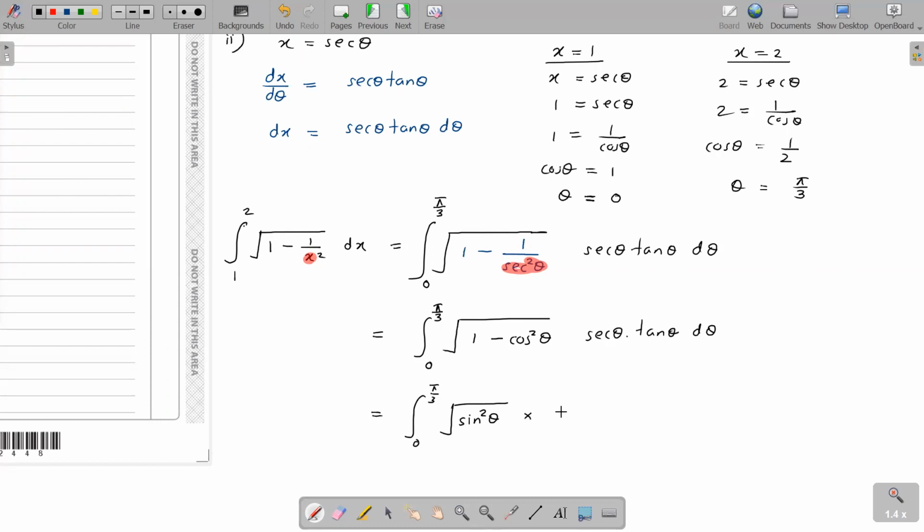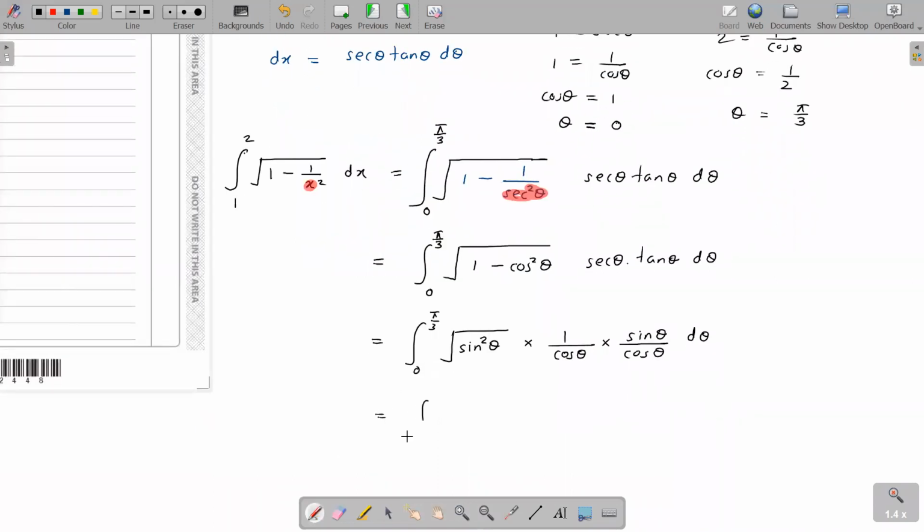And then let's simplify. Sec theta is 1 over cos theta. Tan theta is sine over cos. Let's just have everything ready to see what's going on. Okay, and then let's simplify now. Square root of sine square. So you can see you have a power here. The square root and the power 2 will cancel out. So you get sine theta into 1 over cos theta into sine theta over cos theta.